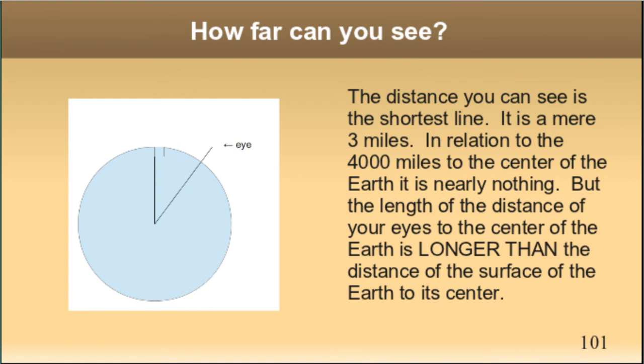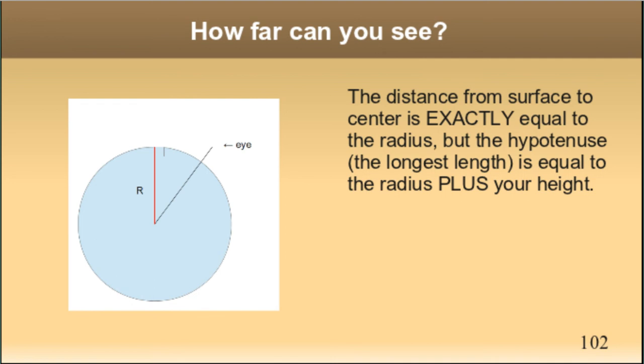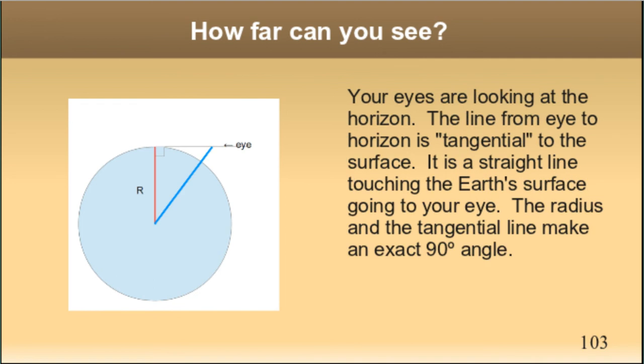In relation to the 4,000 miles to the center of the Earth, it's nearly nothing, but the distance from your eyes to the center of the Earth is longer than the distance from the surface of the Earth to its center. The distance from the surface to the center is exactly equal to the radius, but the hypotenuse, the longest length, is equal to the radius plus your height.